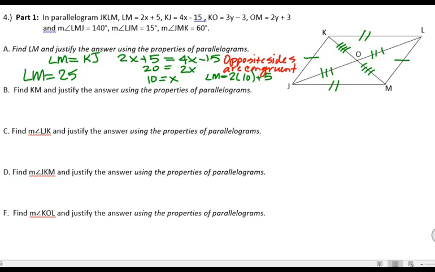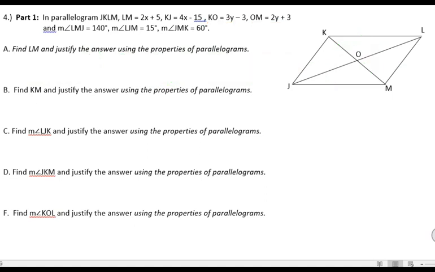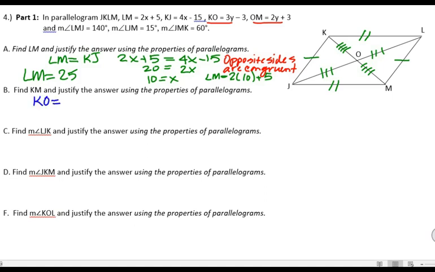Okay. So the next one talks about KM. It says find KM and justify the answer using the properties of parallelograms. So KM is the whole diagonal. Well, it looks to me like I've got KO here and I've got OM. Well, KO and OM are congruent according to my diagram. So what I'm going to do is set those equal to each other. So I know that KO is equal to OM. And the reason that's true is because diagonals bisect each other.